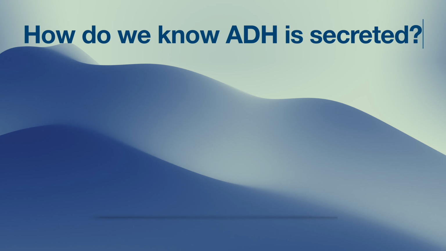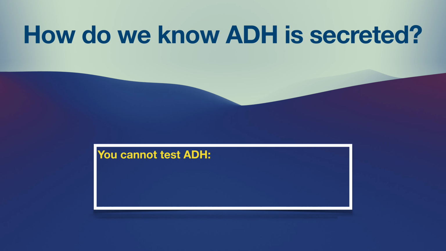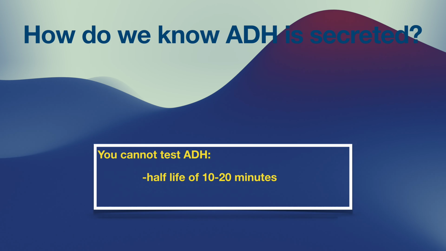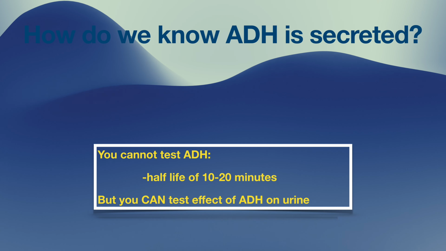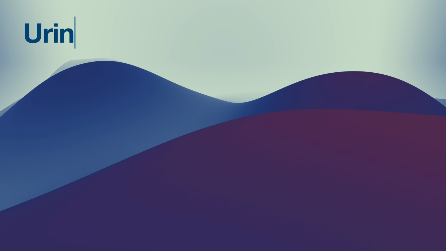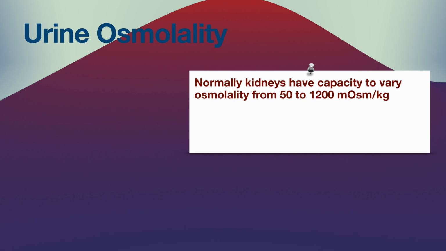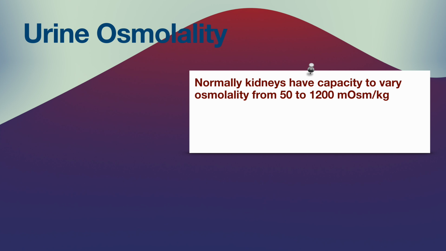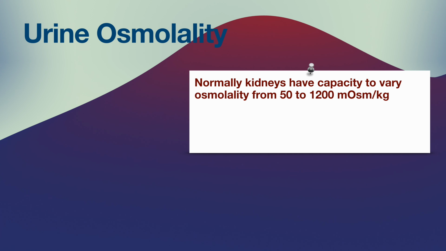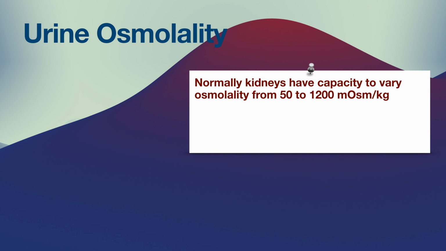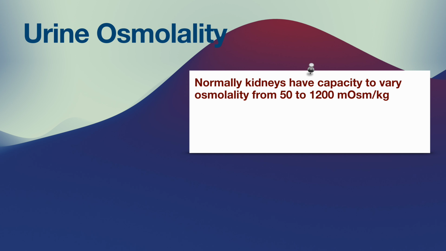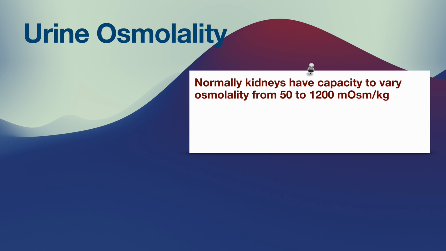But how do we know that ADH is high or low? We cannot measure the levels of ADH, as its half-life is only about 10 minutes. So we measure the effect of ADH by measuring the urine osmolality. See, kidneys have a remarkable concentrating and diluting capacity, so much so that the urine osmolality can range from 50 to 1200. But this is the capacity range, and this range is not valid for all clinical contexts.